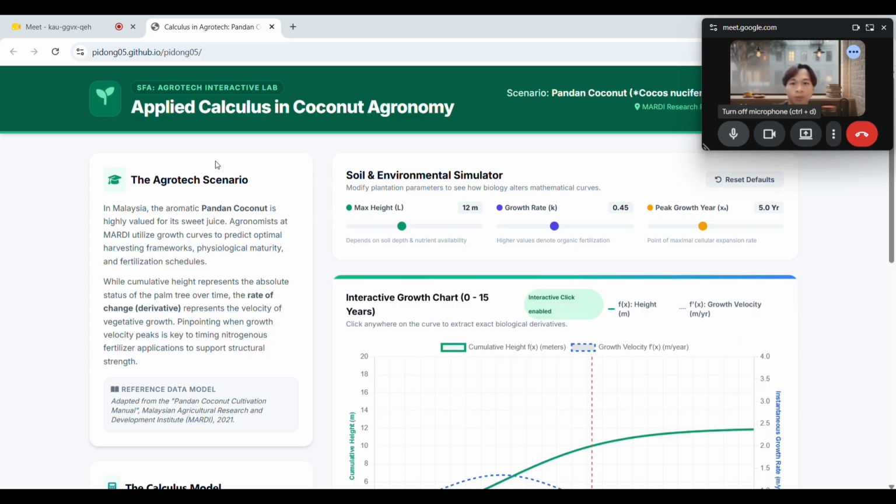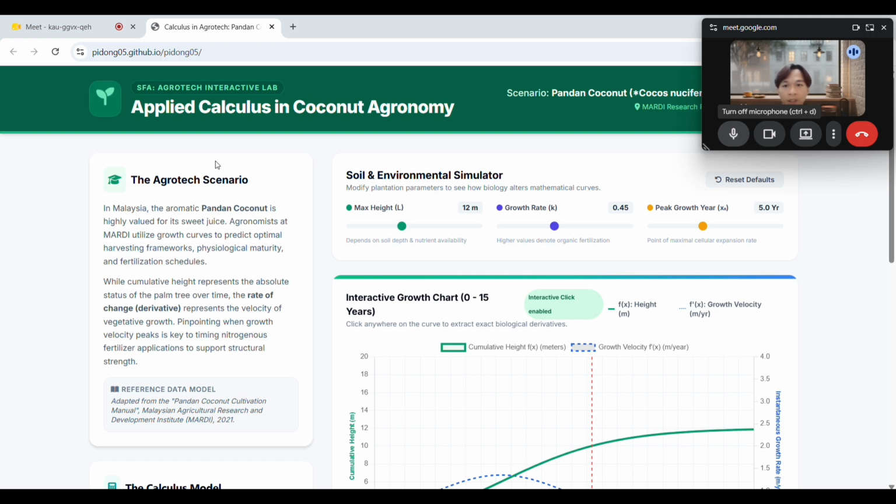The bioscience problem I chose is from the agriculture sector. The name is predicting the right maturity time and fertilization cycle for pandan coconut. In Malaysia, pandan coconut has a higher economic value. Why is this project important?